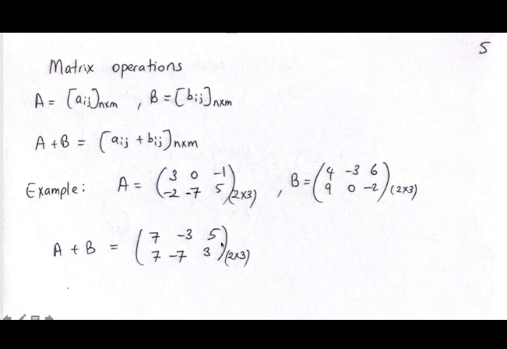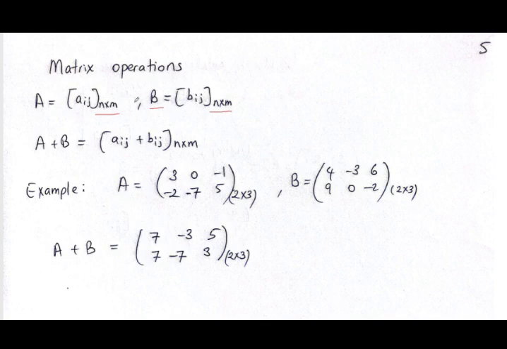Now with matrices we also can do various operations, including summation, subtraction, multiplication, etc. First of all, we need to go over the definitions of these matrix operations very quickly. So here are the matrix operations. A equals aij, which is assumed to be an m by n matrix, and suppose B is given as these bij terms with n by m matrix as well.